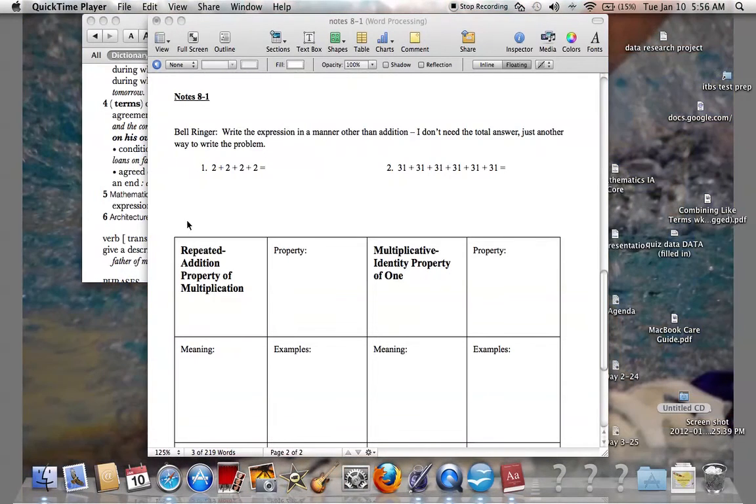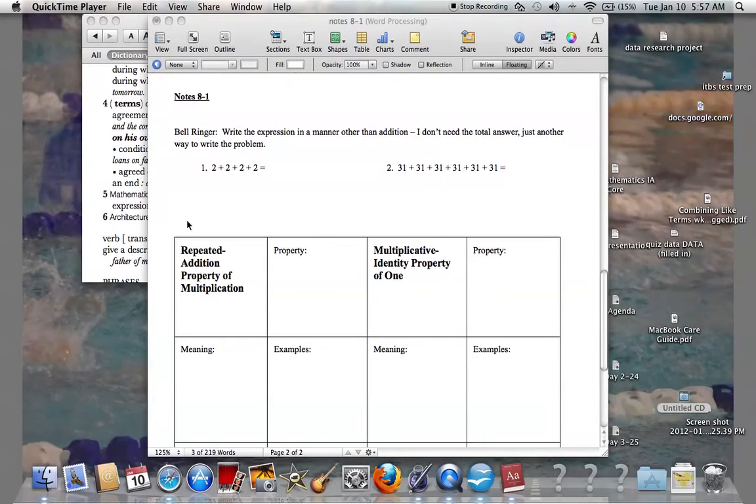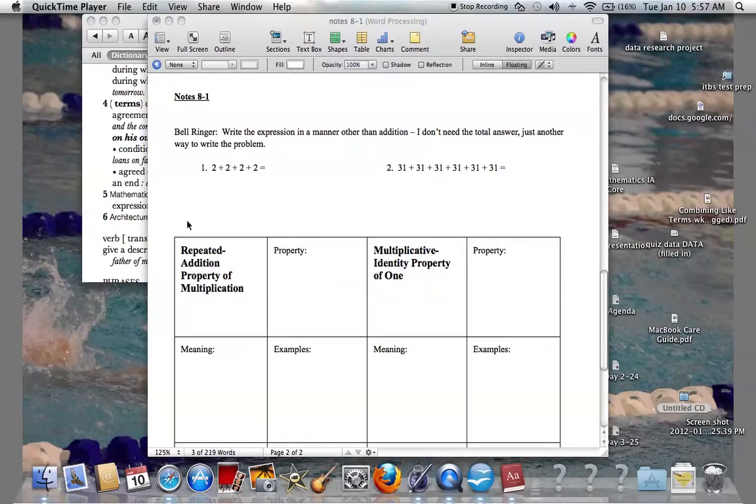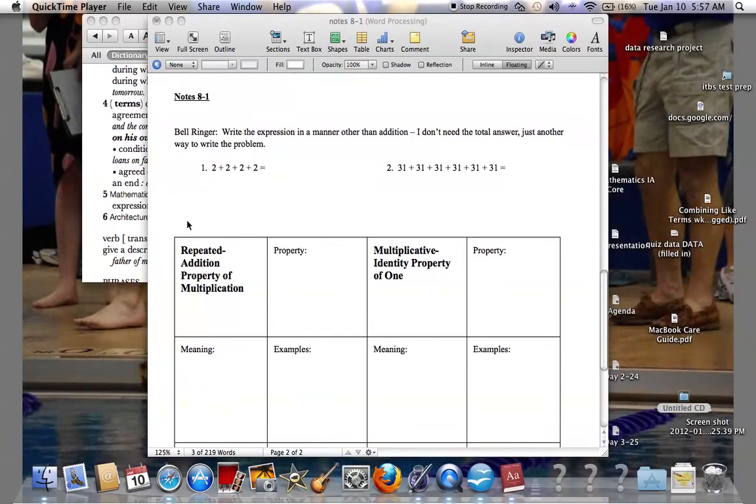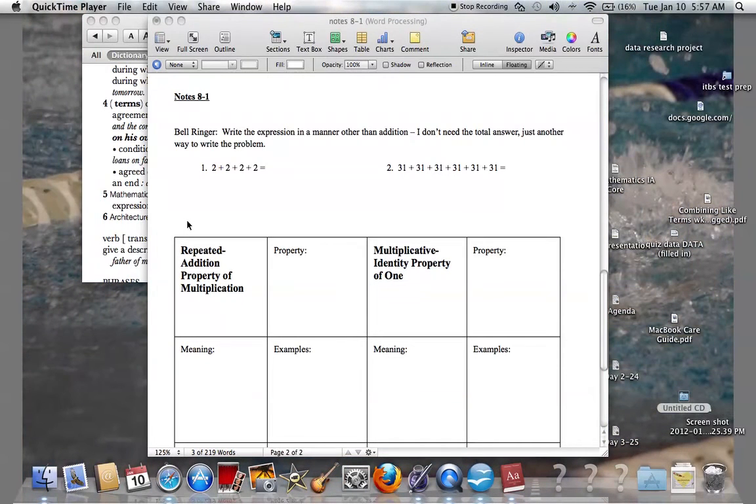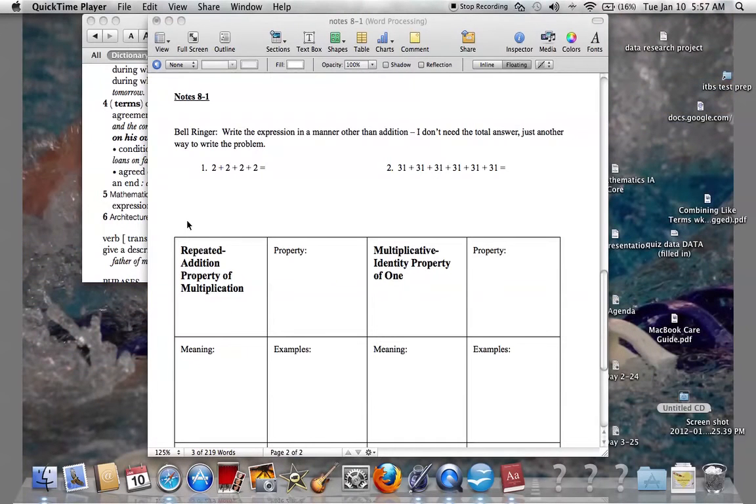At the top there, I've asked you to think about how you could rewrite a problem that looks like 2 plus 2 plus 2 plus 2. I know that you all know the answer is 8. I'm not really looking for the answer here. I'm looking for a way that you could rewrite that problem in terms of a different operation. Can you change that addition problem to a different operation that would simplify the amount of work I had to do to get the answer?